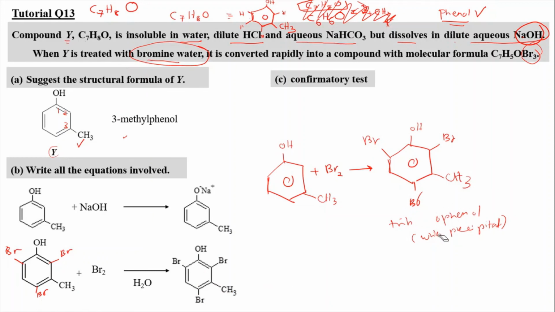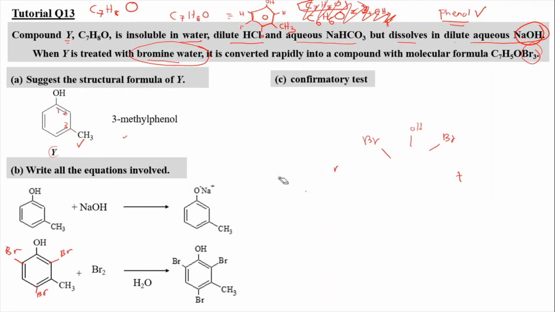Okay, now for the last part, which is the confirmatory test. So for the confirmatory test, we need to confirm whether it is really a phenol or not. So what we're going to do is react our 3-methyl phenol here, and in order to confirm that it is really a phenol, we're going to use the reaction with FeCl3, which initially is a yellow oil.